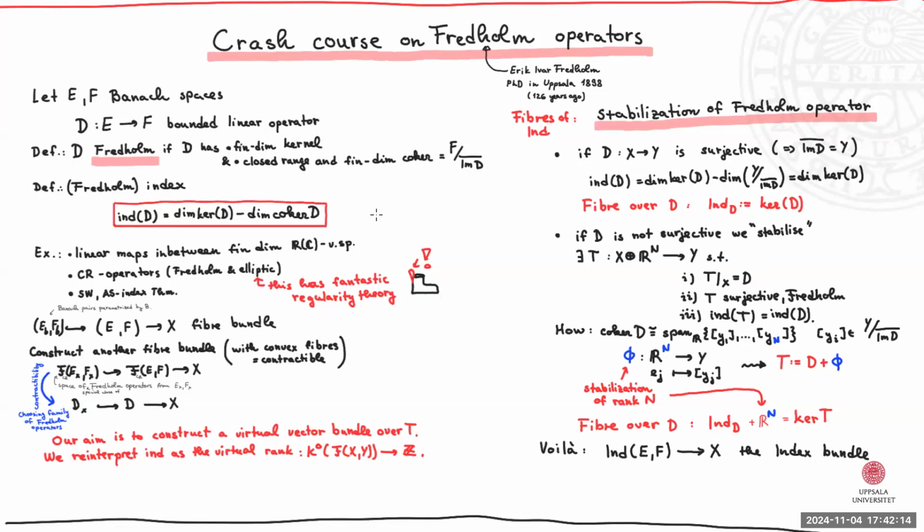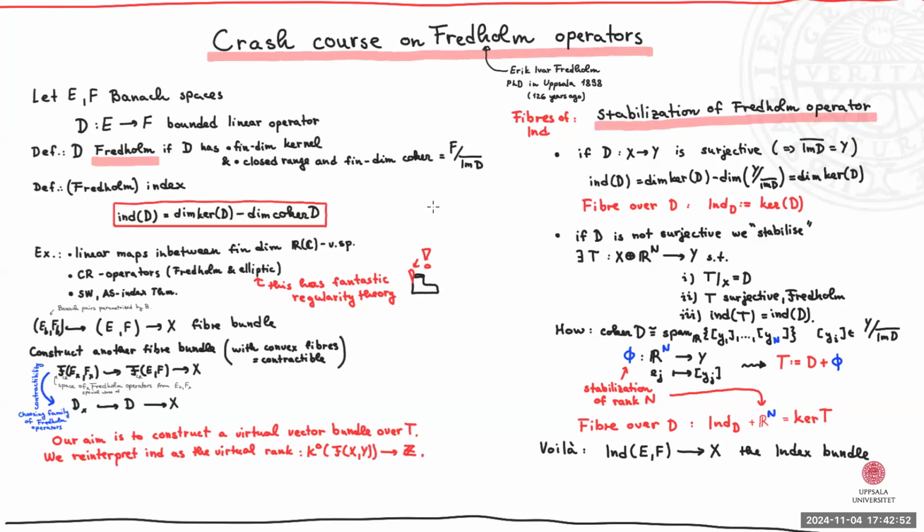So let me give you a short introduction, because I don't know what you know about Fredholm operators. Just a funny thing, Fredholm got a PhD here in Uppsala 126 years ago, so I should know this stuff. Okay, so what is a Fredholm operator? We have two Banach spaces and a bounded linear operator between them. A Fredholm operator has a finite-dimensional kernel, closed range, and finite-dimensional co-kernel, which is that factor space there. You can define its index, which is the difference of those two dimensions.